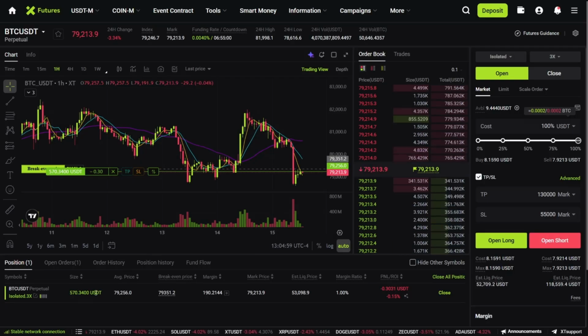Here we can see the size of our position. This shows the total value of our trade. This is the average entry price of our position. Our break-even price.